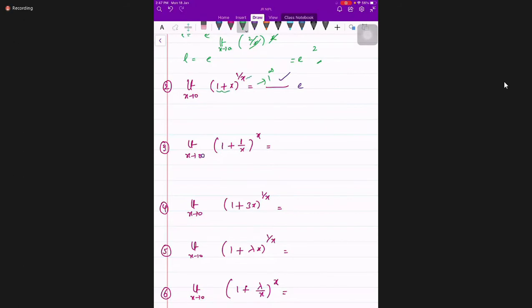This is g of x and this is f of x. Then what is the same limit here? Limit x tends to 0, f of x minus 1, that is 1 plus x minus 1, into g of x. x times 1 by x equals 1.